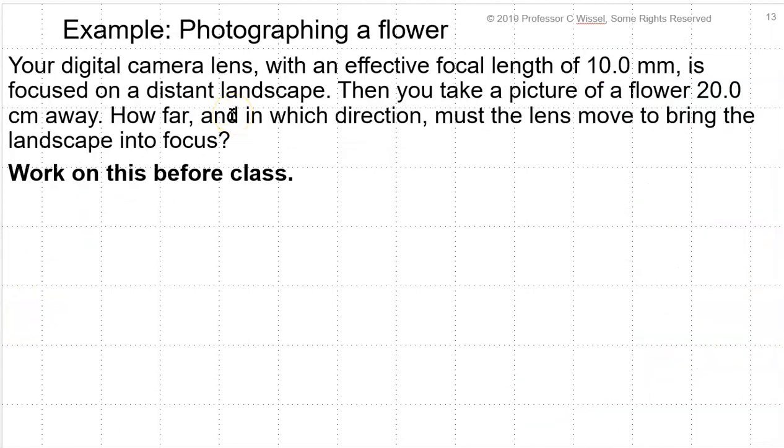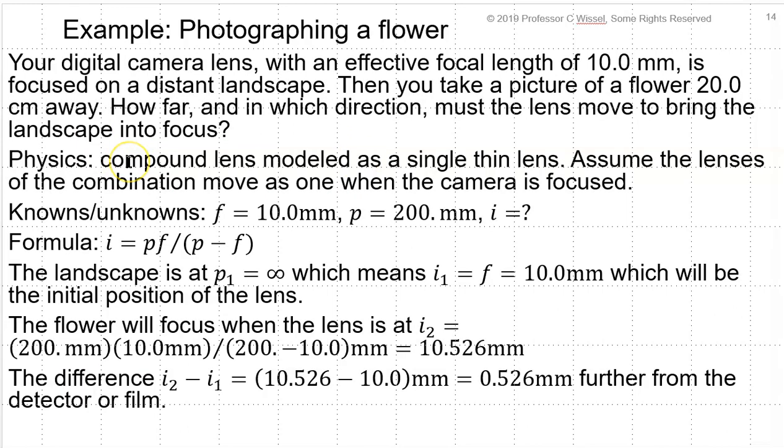Okay, another example. Your digital camera lens with an effective focal length of 10 millimeters is focused on a distant landscape. Then you take a picture of a flower 20 centimeters away. Now be very careful, I see a units trap right there. How far and in what direction must the lens move to bring the landscape into focus? The physics of this is a compound lens model is a single thin lens. We're going to assume the lenses of the combination move as one when the camera is focused.